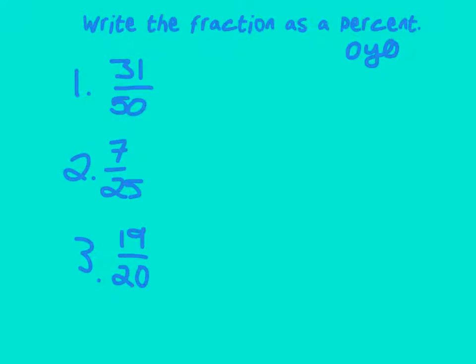Here are 3 of these very ones to try on your own, doing the same thing that we just did. You're trying to get the denominator to be 100. Once you do that, make sure you multiply the numerator, and that will give you your percent.